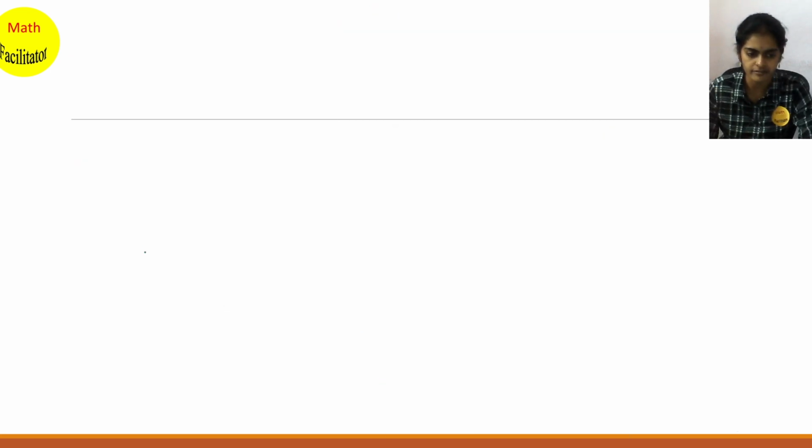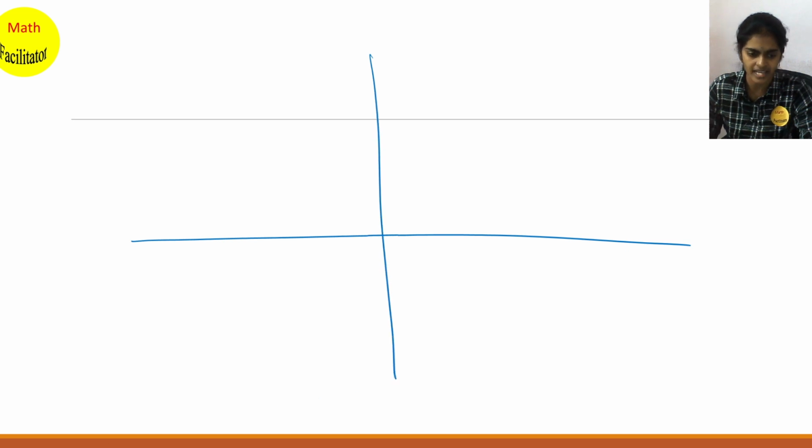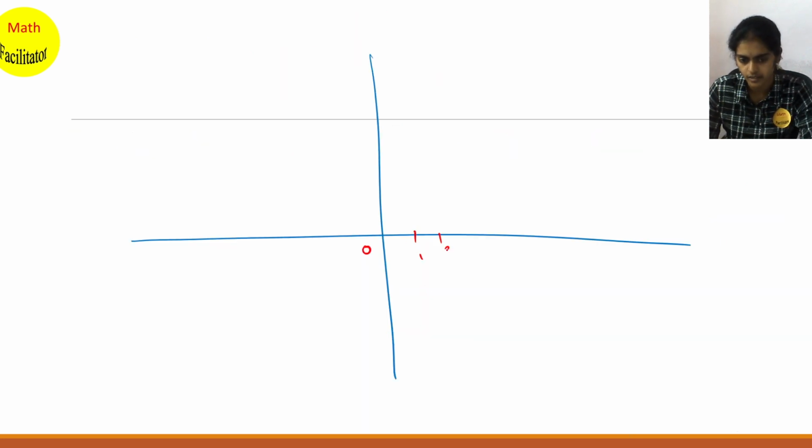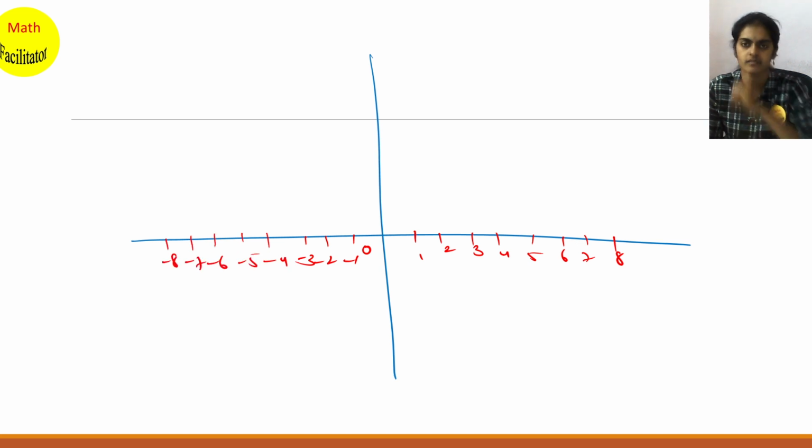Now let us draw the graph. So here this is the x-axis, y-axis and this is the origin 0. Now here my values are between 0, minus 8, 8, 0, and 1, 2, minus 4, minus 3. So see, 1, 2, 3, 4, 5, 6, 7, 8 and here minus 1, minus 2, minus 3, minus 4, minus 5, minus 6, minus 7 and minus 8. And on the y-axis also 1, 2, 3, 4 and on the negative y-axis minus 1, minus 2, minus 3, minus 4.